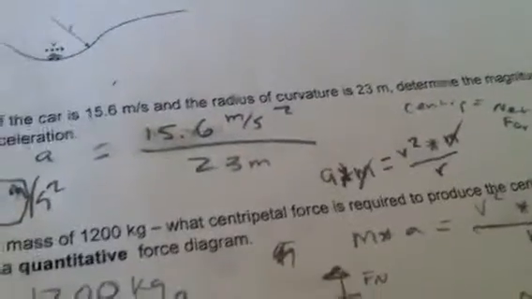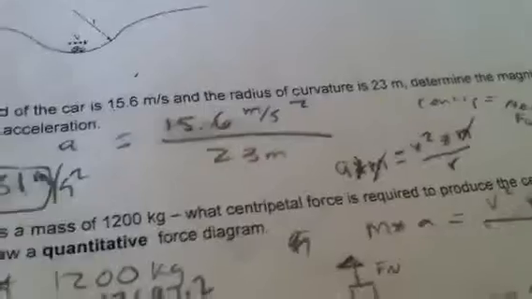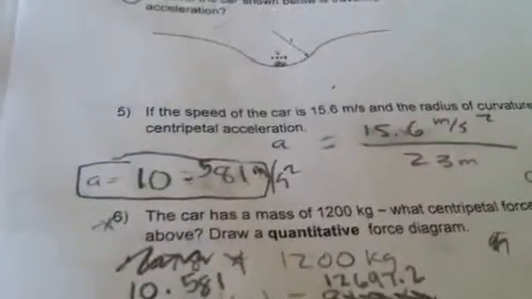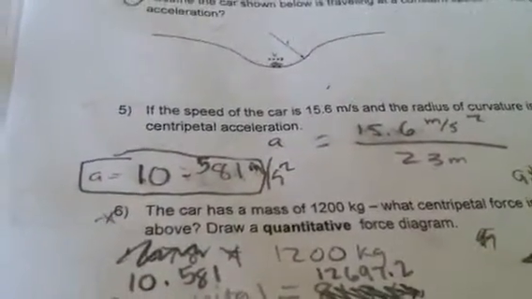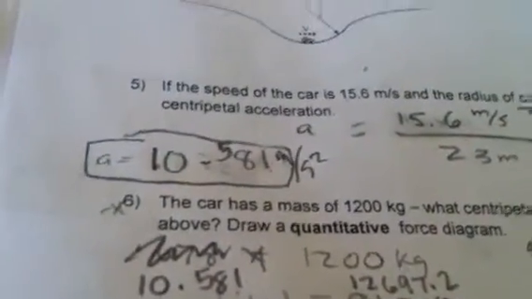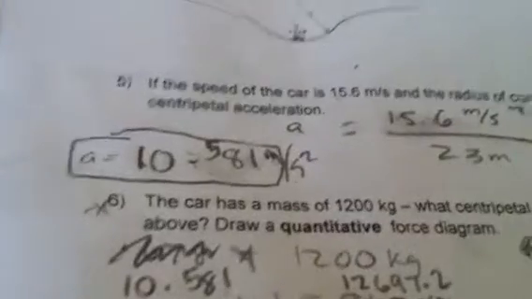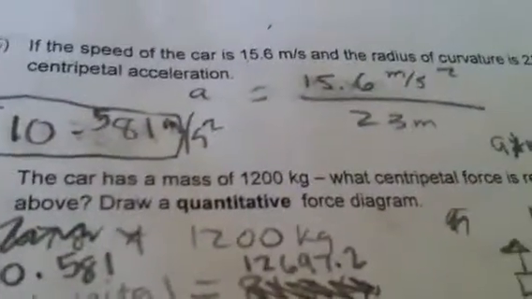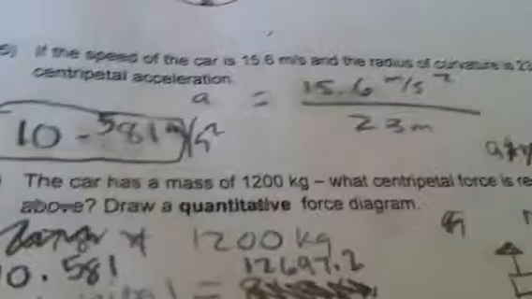So it's wanting to know what the net force would be, or the centripetal force. Because net force and centripetal force are the exact same thing, we have the two different variables to solve for net force. We have mass, which is 1,200 kilograms, and we have 10.581 meters per second squared, which is our acceleration. So we can just multiply them to get the net force, or the centripetal force. So 10.581 times 1,200 kilograms will give us a centripetal force of 12,697.2. But that's not it.